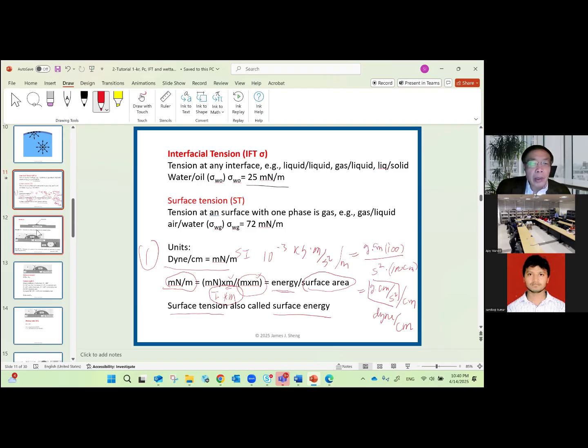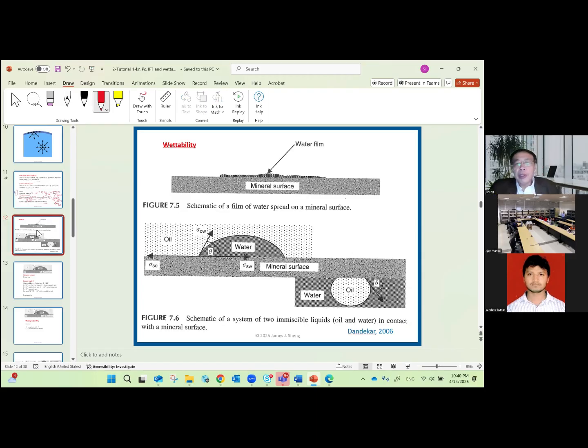Next we're going to move to another property called wettability. First, look at this picture here. This is a solid rock, and if you pour water and spread it on the surface of this rock, what do you see? Generally, we say this water just spreads on the surface of the rock or sticks to the rock surface. That's what you see in your daily life.